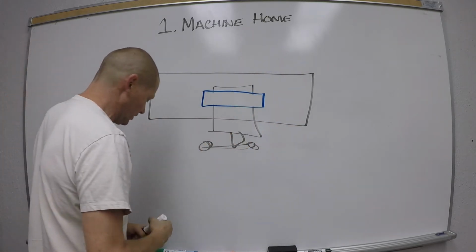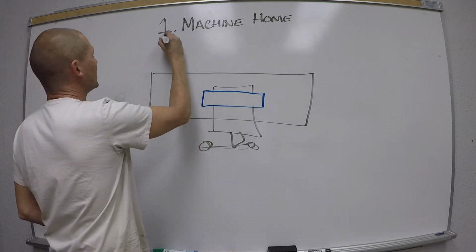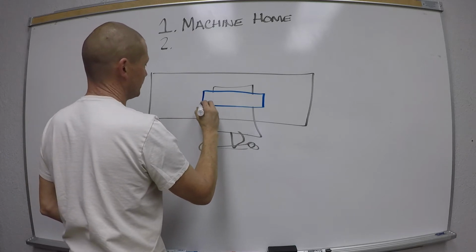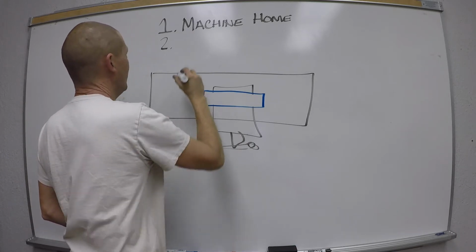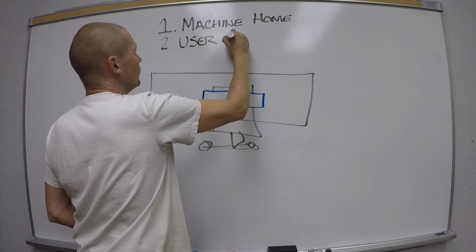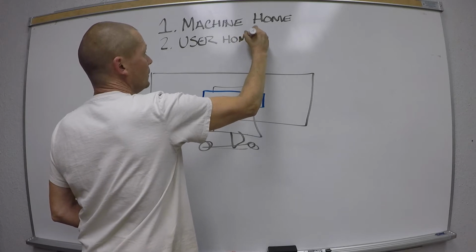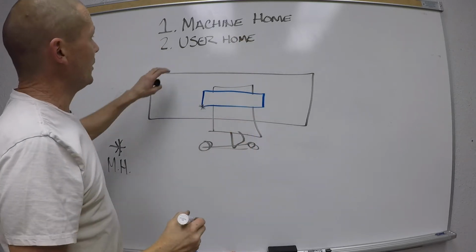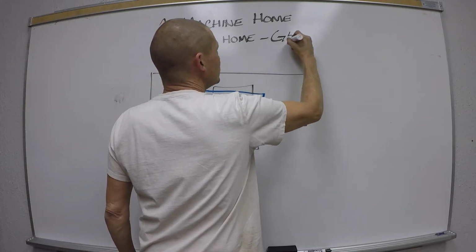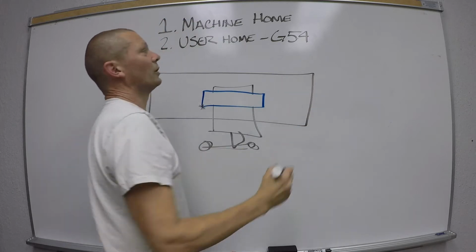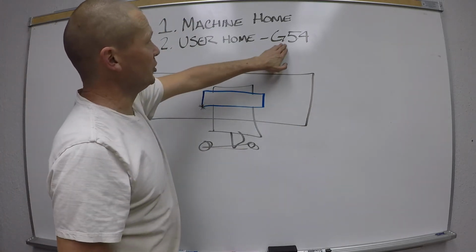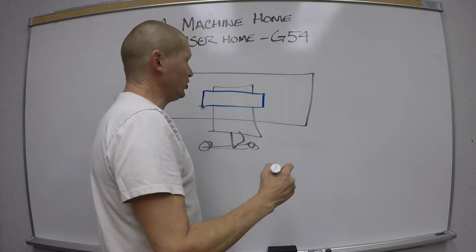So the second thing we need to do, there's more, but I'm keeping it basic, is establish where this corner is. That is what's known as user home. And guess what? There's a G code for that. One of them is what's called G54. Okay?